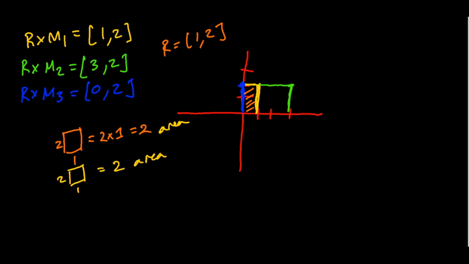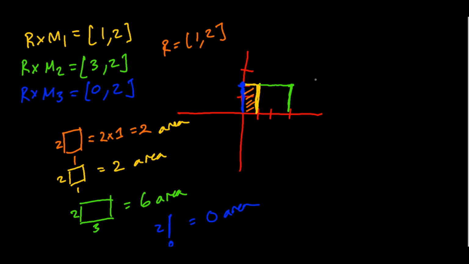Now let's take a look at the green one. Our green ended up with 3 by 2, so the area for this was 6. And finally, our blue was just a line. So it's 0 by 2, and the area for this is 0.